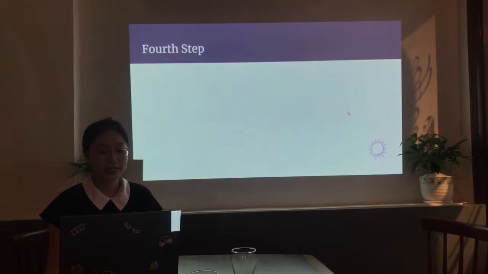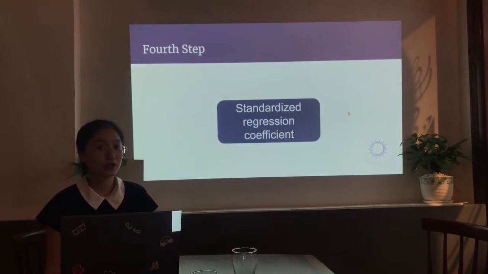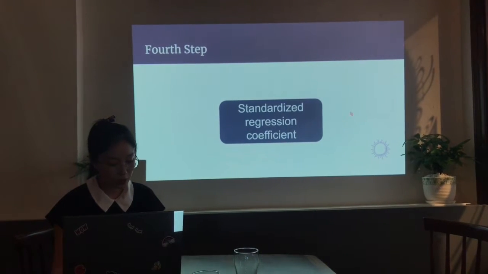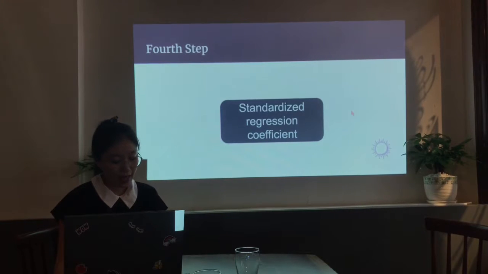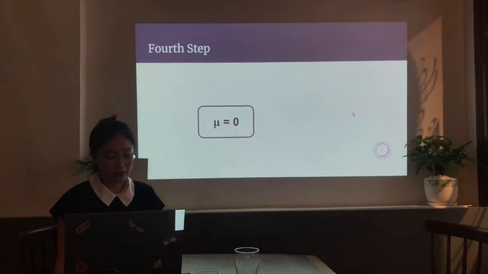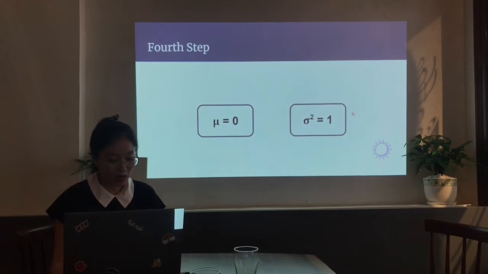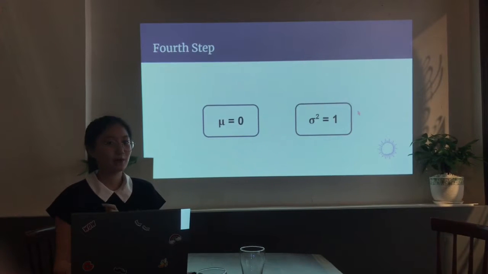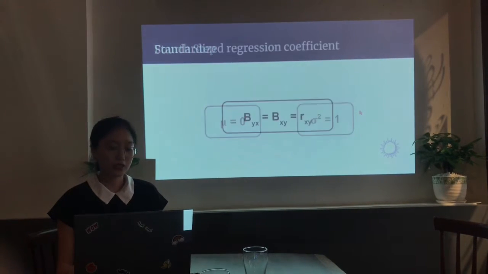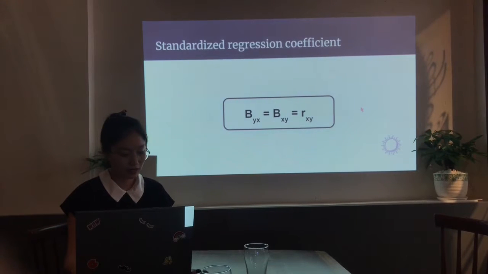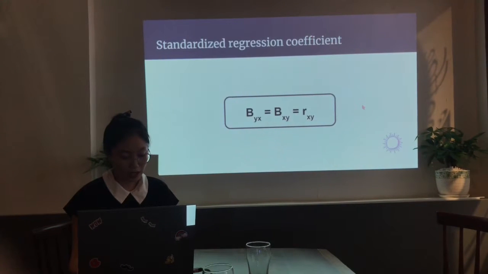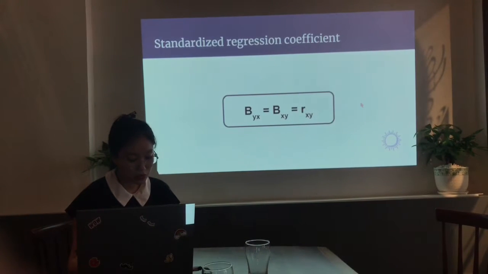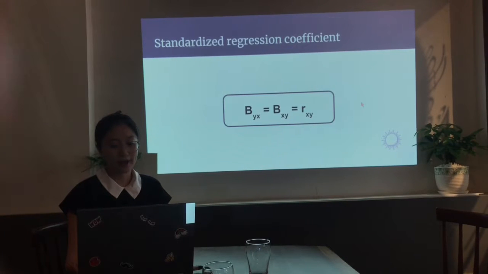Now let's go to the fourth step, which is the standardized regression coefficient. Standardization is the process by which the raw data are transformed into new variables that have a mean of 0 and a variance of 1. When the data are standardized, the intercept will be 0, which is beta 0 equal to 0. And the slope obtained by the regression of Y on X will be equal to the slope obtained by the regression of X on Y.